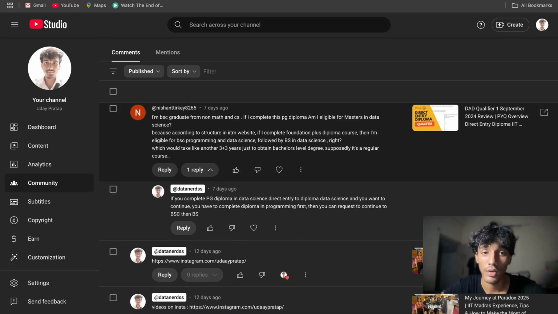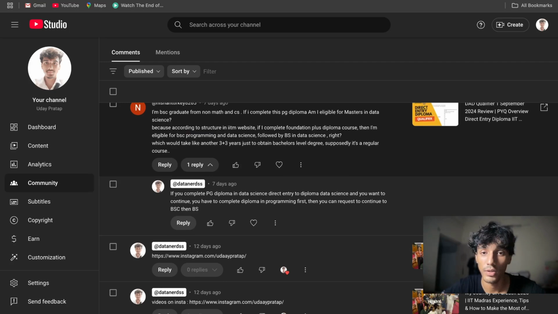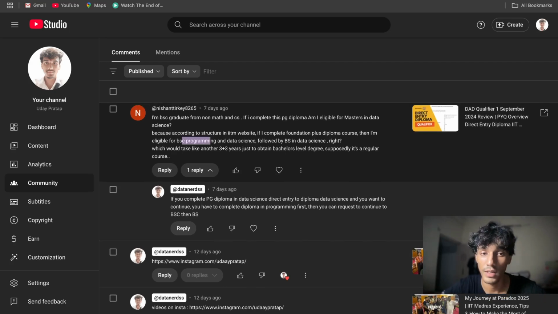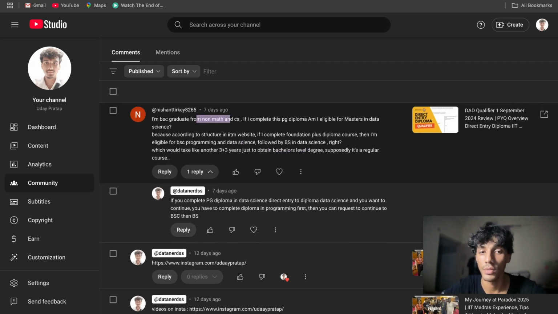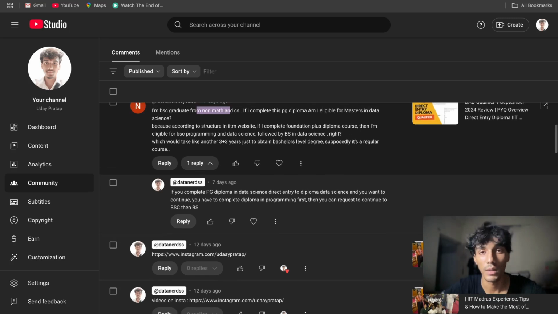Because according to the structure of the website, if I complete foundation plus diploma, then it's eligible for BSc program in data science, followed by BS data science, right? Which would take another three years. Yeah, so that's what I'm saying. If you're already a graduate, you can do the PG diploma.